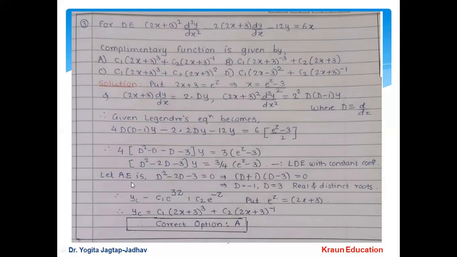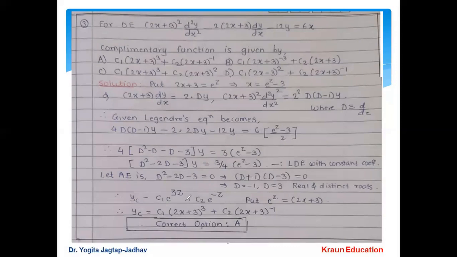Therefore, here we have to consider the auxiliary equation, that is D square minus 2D minus 3 equal to 0. It can be factorized as (D plus 1)(D minus 3) equal to 0. And this gives us D equal to minus 1 and 3 as real and distinct roots. And therefore, by using case number 1 for writing the complementary function, we have y is equal to c1 e raised to 3z plus c2 e raised to minus z, right?